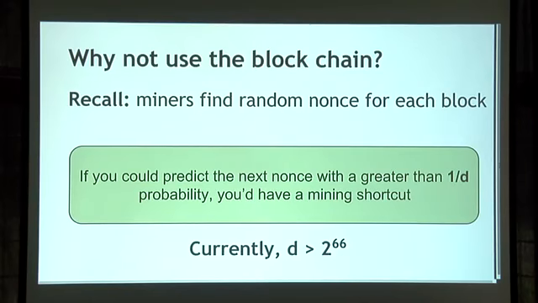And remember that d is pretty high right now. It's greater than 2^66. So that means that every block that's mined in Bitcoin should have 66 bits of randomness that are impossible for anybody to predict. At least if Bitcoin is secure, there should be no way for any of the miners or anybody else to predict what those random bits will be.